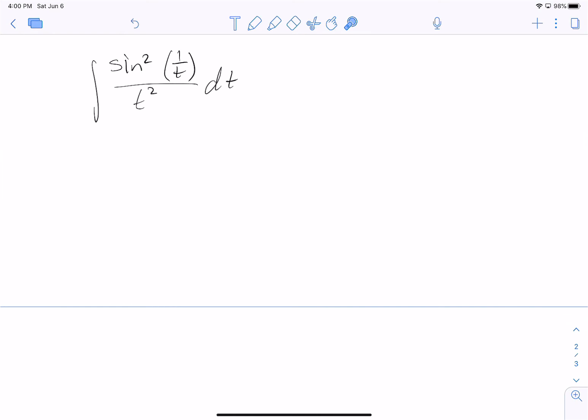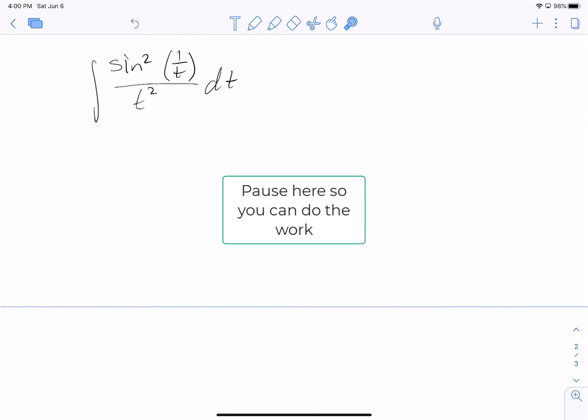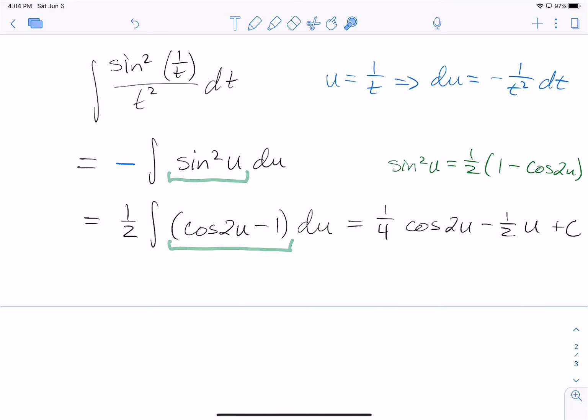We're looking at the integral of sine squared of 1 over t, all over t squared, dt. If you've seen the previous video, then my hope is that together with information that you have from 5a about substitution will allow you to complete this integral. So I'd like you to pause the video and see what you can do with it. I almost finished. I hope you were successful.